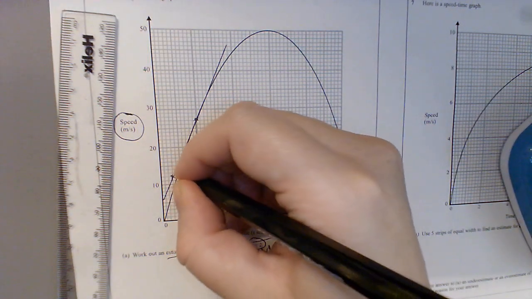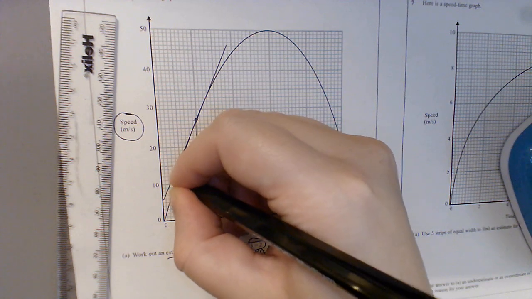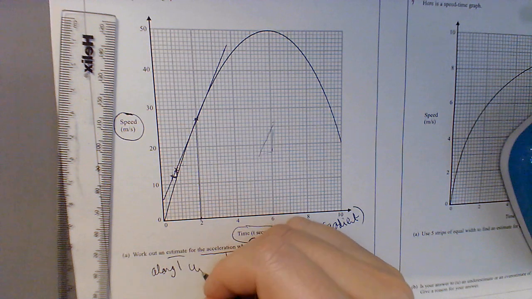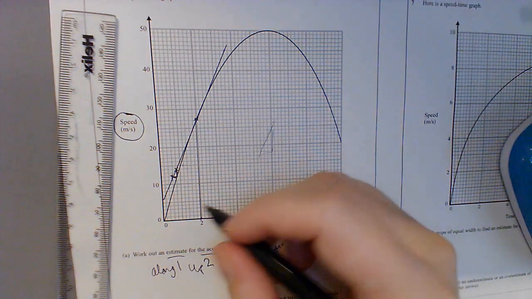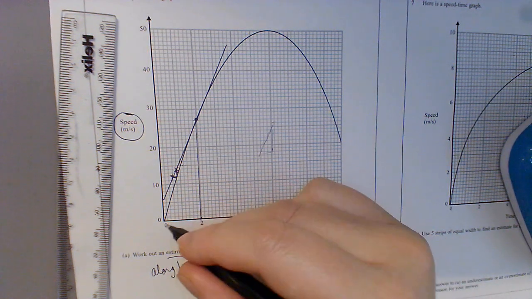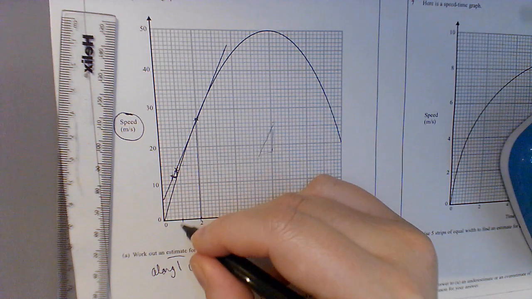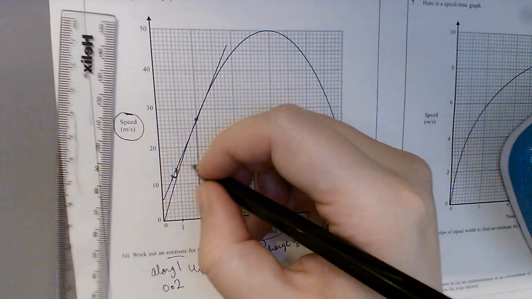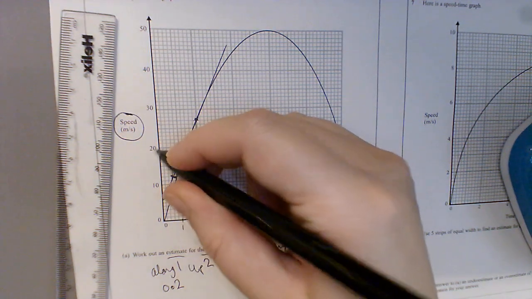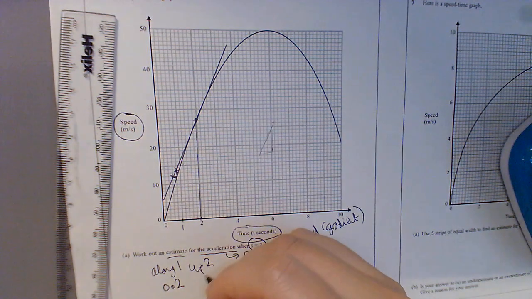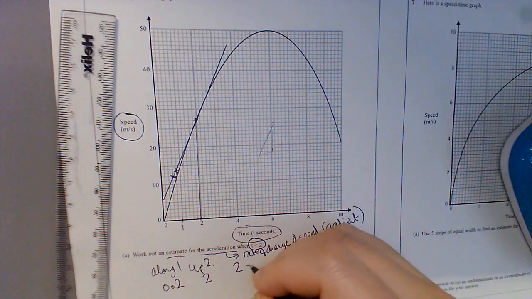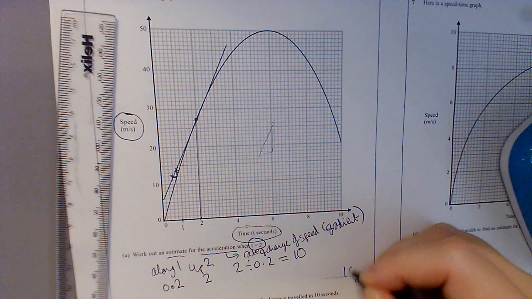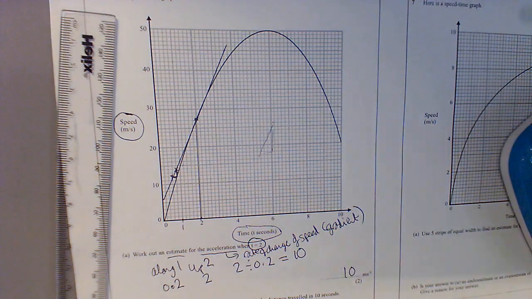So this has got a point here, this has got a point here. When I go along one square, I go up 2. So along 1, up 2. Then I need to work out what one square actually represents. Looking at this, that would be 1. So each 1 is 0.2. And each up, well, that's actually 10 whole squares, so each up is actually 2. So that's 2 divided by 0.2, which is 10. So 10 meters per second to the minus 2.